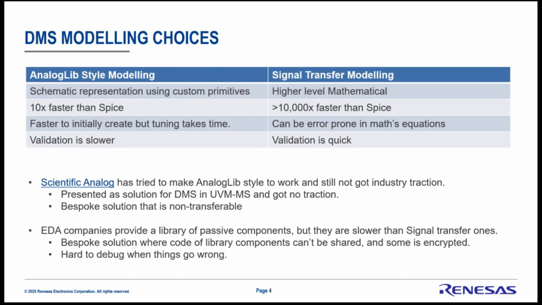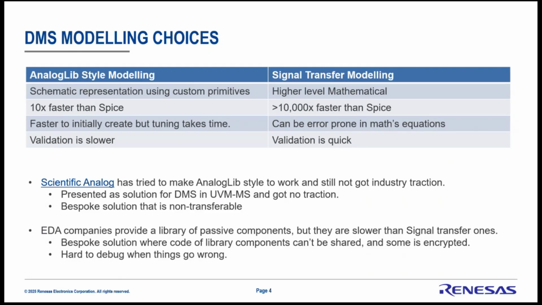Just a few things. Analog library modeling, you could do a schematic representation. It's very easy to do. You can get an analog guy to draw it. It's more visual, but you tend to only get about a 10 times speed up. In fact, you can absolutely crowbar your DMS simulations if you get it wrong. With signal transfer, you can get a lot faster speed up.